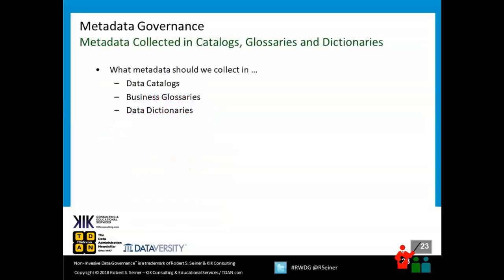Which leads to the second subject, which was what is the metadata that we're going to collect in these different data documentation tools? And so that's what we really want to address. What metadata are we going to include in our catalog? And there seems to be a lot of confusion, or should I say, different levels of understanding as to what information needs to go into a data catalog. So we'll talk about that for a second. We'll talk about business glossaries and data dictionaries as well.